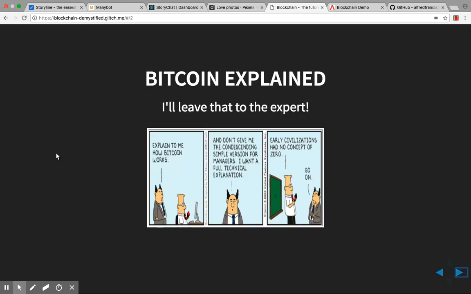Again, I think the best partner here for you is Dilbert. I think they had some amazing cartoon strips on blockchain. So here you go. I'll give you 5 seconds to have a read.